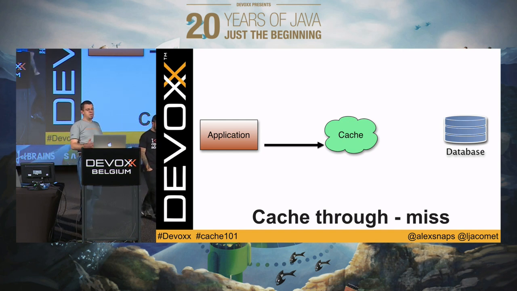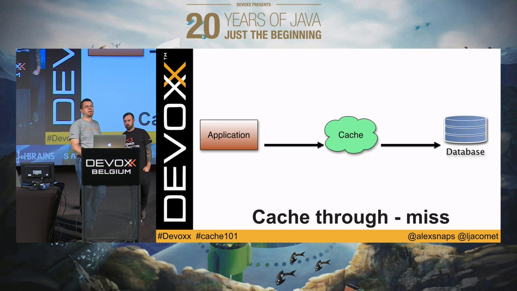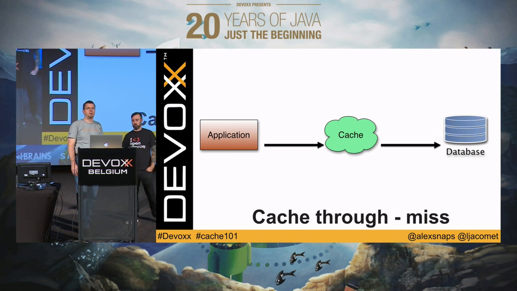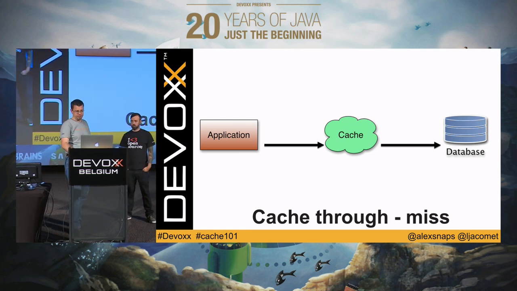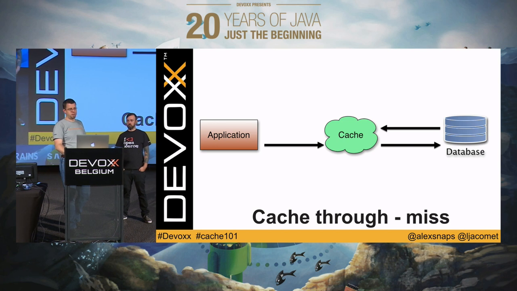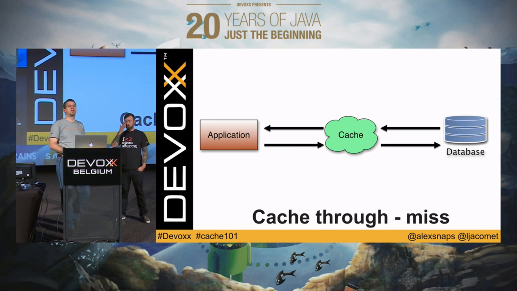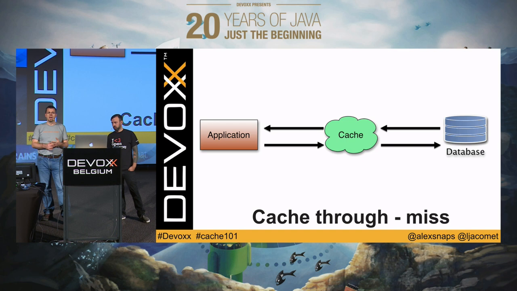So when I miss on a cache through pattern, my application is talking to my cache, nothing else. The cache says, I don't have the data, I am going to fetch it from the database. So it becomes the cache's responsibility to populate the entry: get the results back, install it in the cache, and return to the application. That's basic cache through.